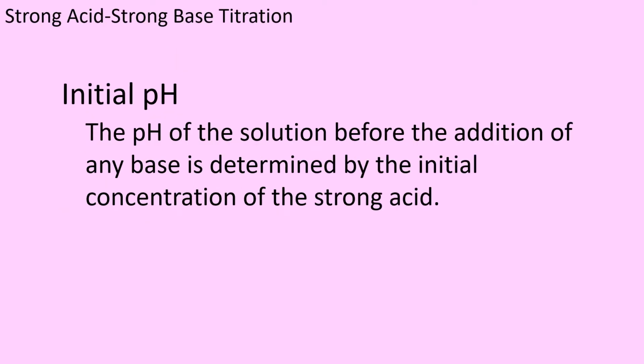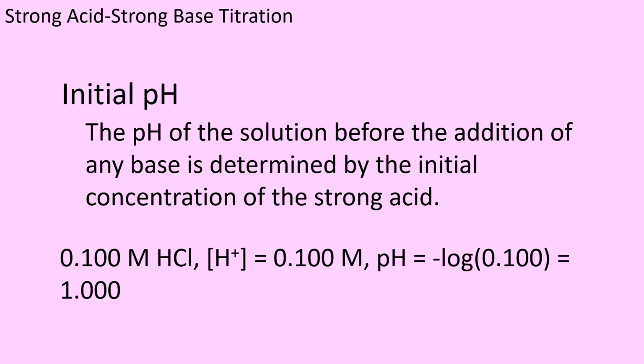Initial pH. This is the pH of the solution before adding any base or any titrant, and is determined by the initial concentration of the strong acid. Since what we are titrating is a strong base and a strong acid, the initial pH is low, or the solution is acidic since that is our analyte. So let's say we have 0.1 M hydrochloric acid, then the hydrogen ion concentration is also 0.1 M, which makes the pH 1. So that is our initial pH.